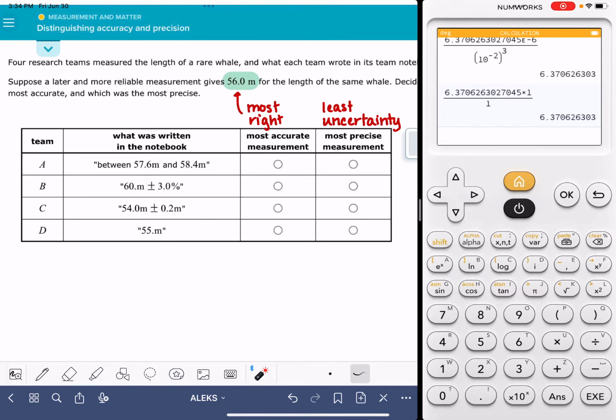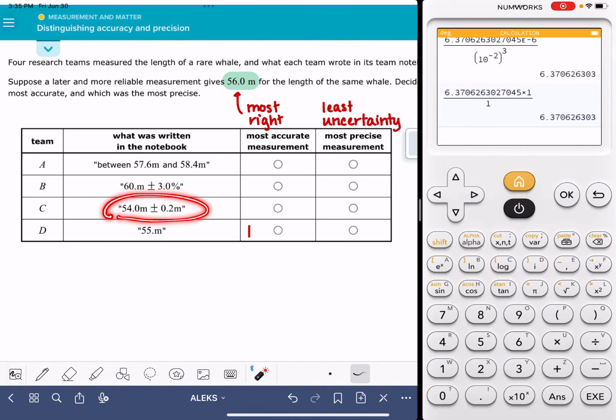So let's go with accuracy first, the number that is the most right, compared to the value of 56 meters, which is the correct value. I'm going to start from the bottom and work my way up. This particular measurement of 55, compared to 56, had an error. It was off by 1 meter. I'm going to leave the unit off and just say it was off by 1.